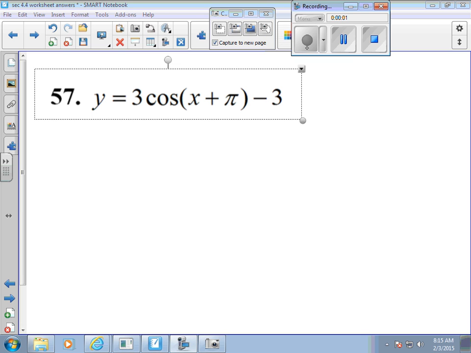We are in section 4.4. We're working on graphing the cosine today. Let's take a look at number 57. The first thing that we need to do is find our 5 bits of information.